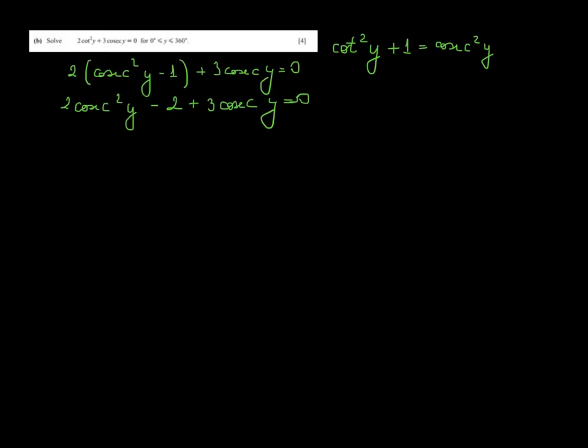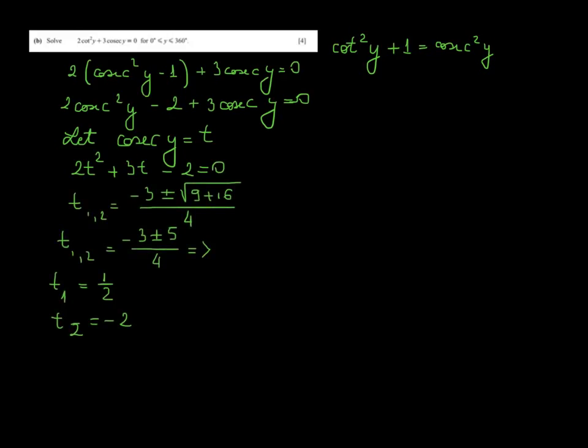Here we have a quadratic equation. I will let cosec y be t, just to see better what I get. So I get 2t squared plus 3t minus 2 equals 0. So the solutions of these quadratic equations are t1 equals a half and t2 equals minus 2. Let's remember that my equation was an equation in y. So I can go back now and write cosec y equals 1 over 2.